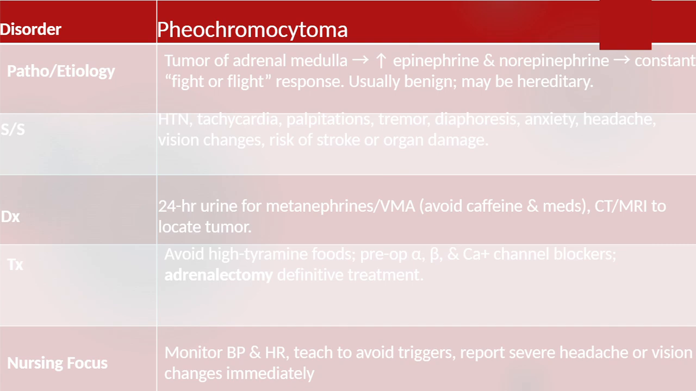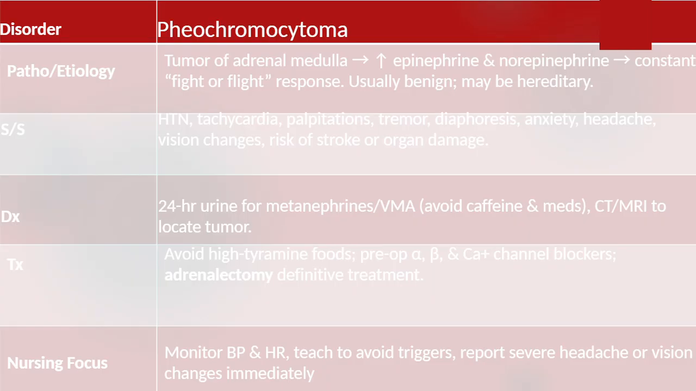Dietary education is also important. Patients must avoid foods high in tyramine, such as aged cheese, red wine, beer, chocolate, and smoked meats. Tyramine can cause a sudden and dangerous spike in blood pressure by triggering additional catecholamine release. After surgery, the nurse should monitor blood pressure, heart rate, and blood glucose levels closely. Hypoglycemia can occur postoperatively because the sudden drop in catecholamines increases insulin sensitivity.